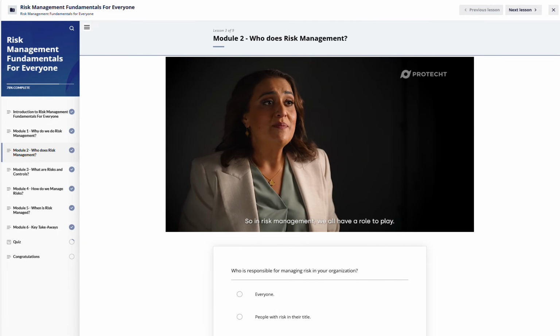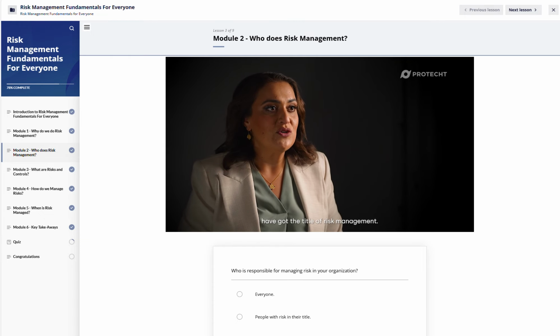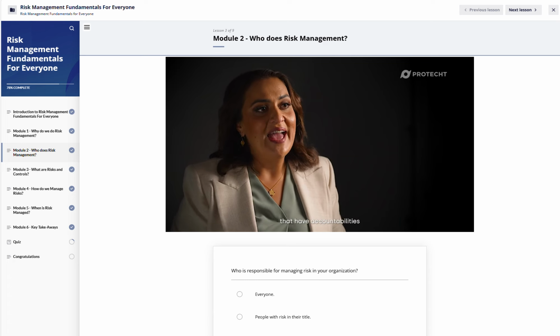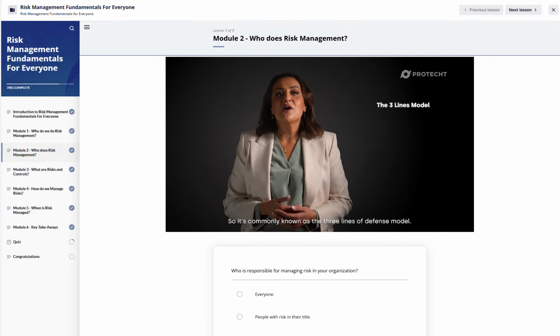So, in risk management, we all have a role to play. In some organizations, you might see that some teams have got the title of risk management. Although we are all responsible for managing the risks in our environment, there may be specific roles that have accountabilities for certain aspects of risk management. So what's commonly known as the 3 lines of defense model.